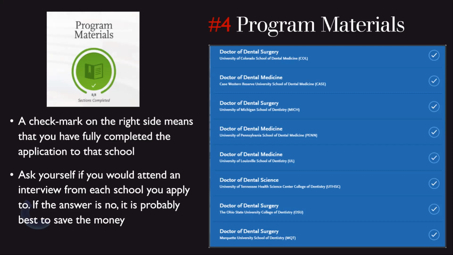And again, if you are still kind of hesitant and nervous about not knowing exactly where you are going to be applying to, just ask yourself if you would attend an interview from each of these schools. And if the answer is no, then it's probably best to save the money because, again, it's around $250 per application, and that can get to be pretty expensive.